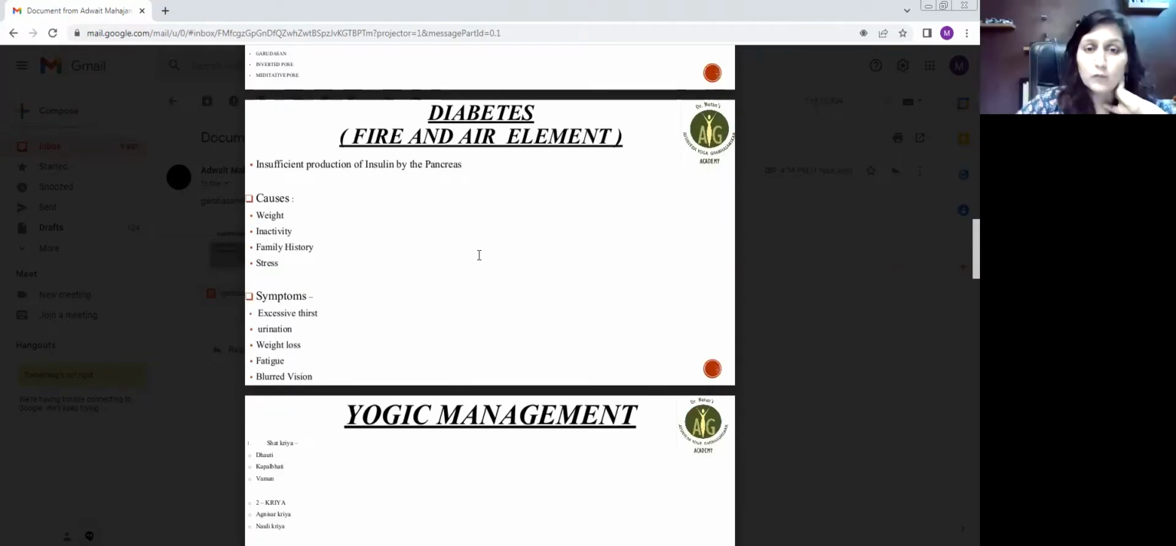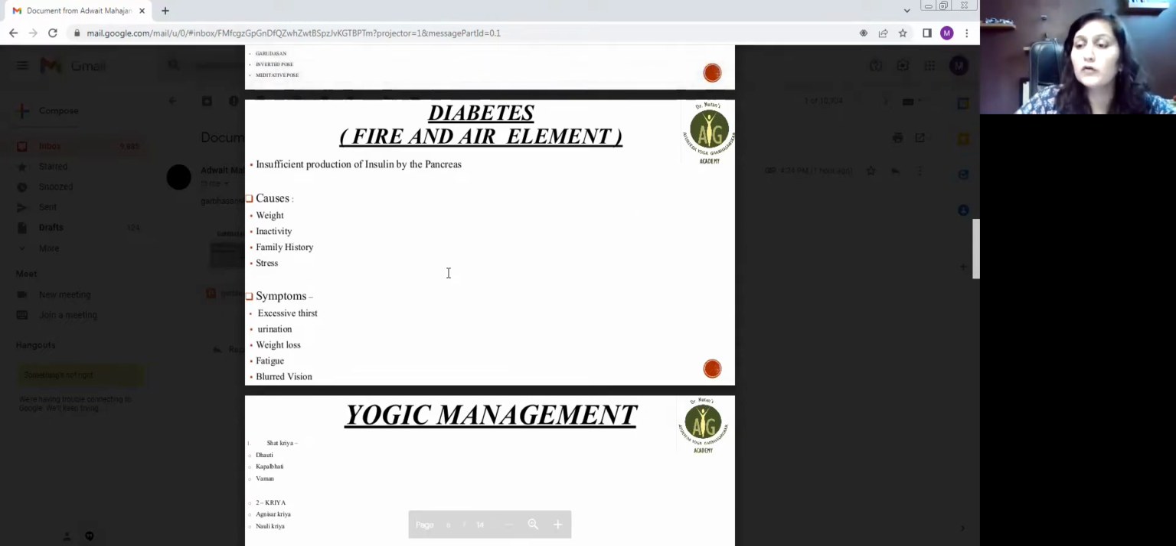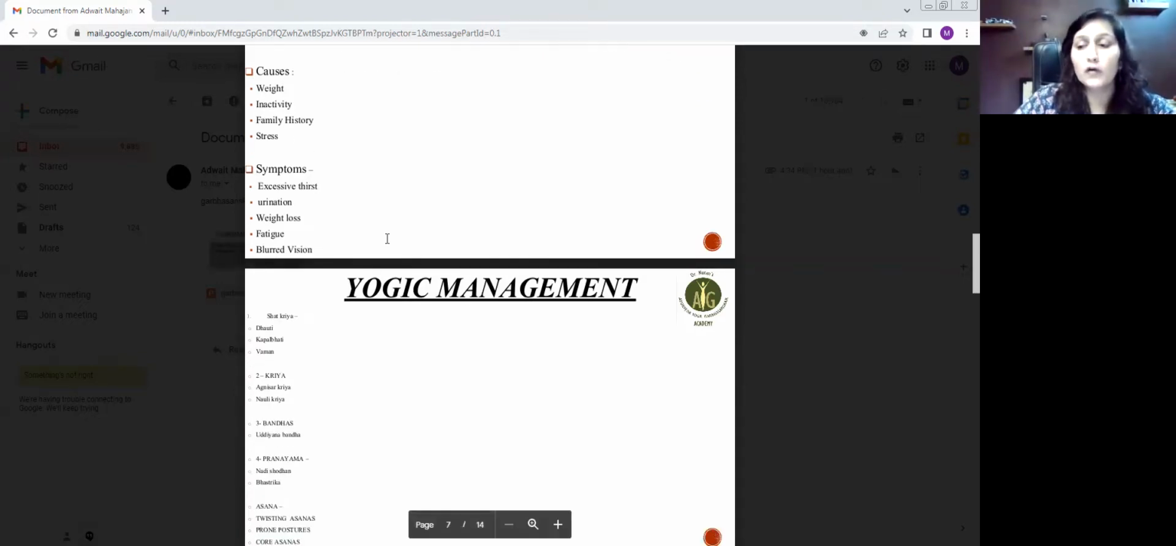So now let's move on to the next hormonal disorder, which is diabetes. If there is an imbalance in the fire and air element, then it could lead to diabetes. Insufficient production of insulin by the pancreas is the main reason why a person suffers from this. The causes could be excessive weight, inactivity, family history, and stress. Actually, there are many causes, but we have just combined a few here. The symptoms could be excessive thirst or excessive urination, weight loss, fatigue, and blurred vision.